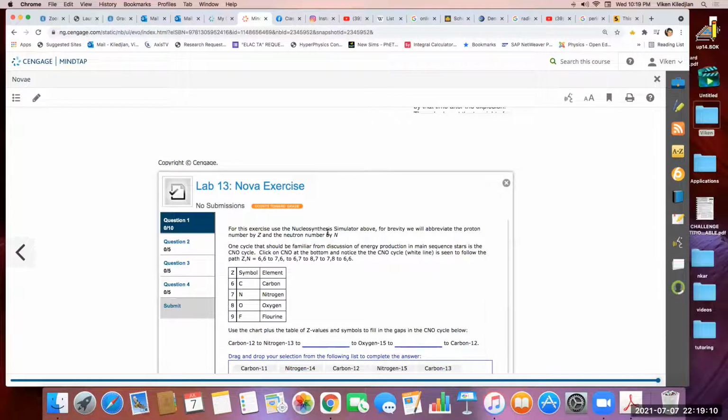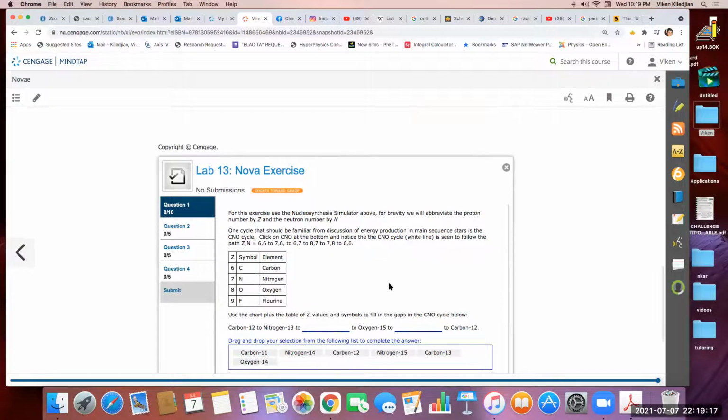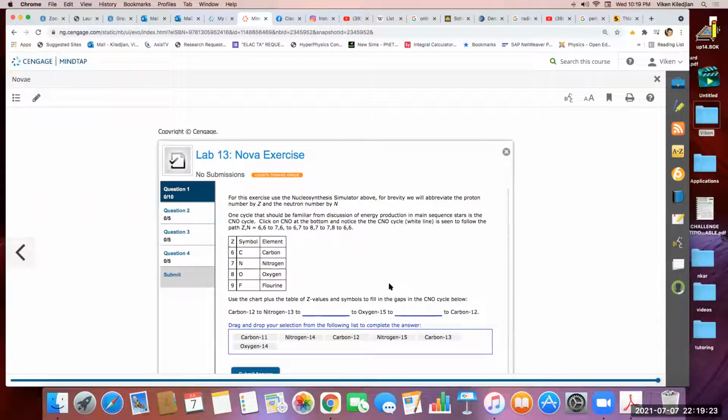For this exercise, use the nucleosynthesis simulator above. For brevity, we will abbreviate the proton number by Z and the neutron number by N. One cycle that should be familiar from discussion of energy production in main sequence stars is the CNO cycle. Click on CNO at the bottom and notice the CNO cycle. The white line is seen to follow the path ZN.